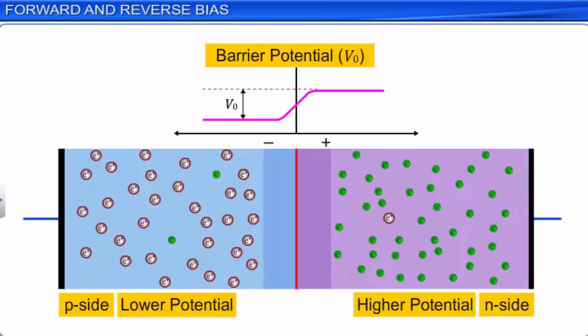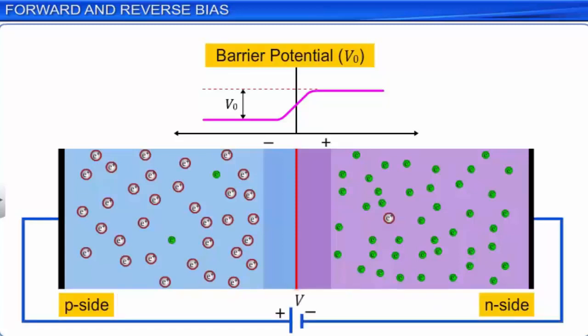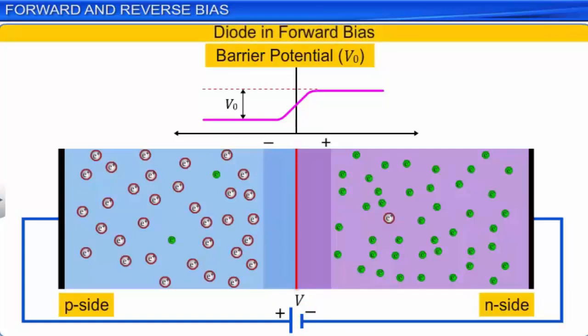Now, let the PN junction diode be connected to a battery such that the P side is connected to the positive terminal and the N side is connected to the negative terminal of the battery. When connected in this way, the diode is said to be forward biased. When a PN junction diode is in forward bias, the potential of the P side is raised and now the P side is at a higher potential and the N side is at a lower potential.